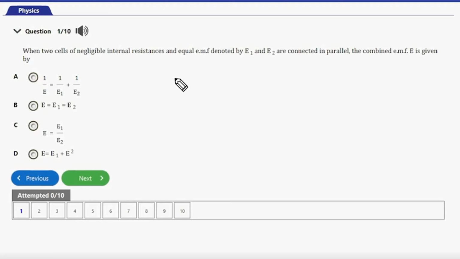The answer to this question is option B, E is equal to E1 and that's equal to E2. When cells are connected in series, the combined EMF is the sum of the EMF of each cell, but if they are connected in parallel, then the combined EMF is the same as the EMF of one of the cells. So that's it for this question. Let's go ahead and consider the next question.